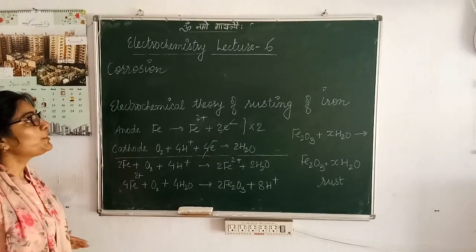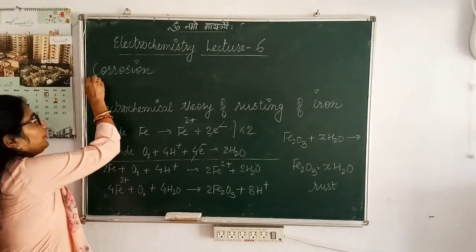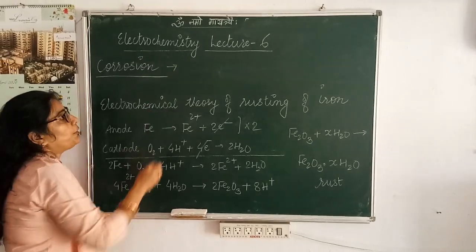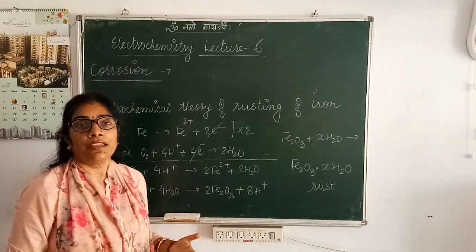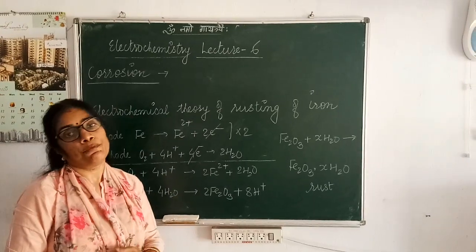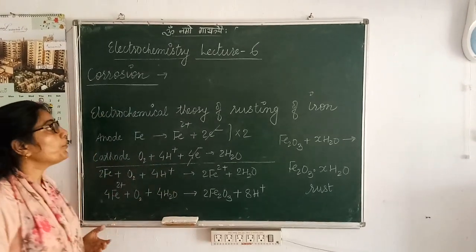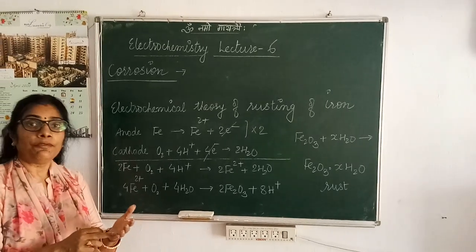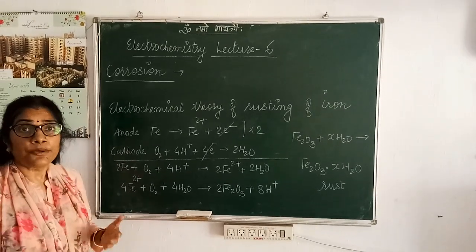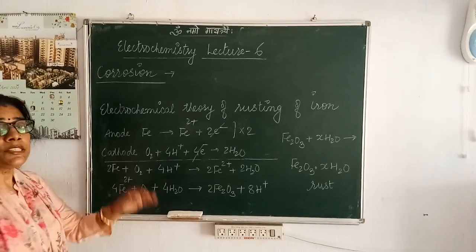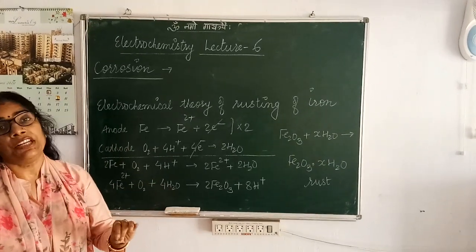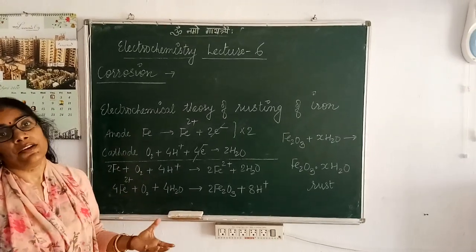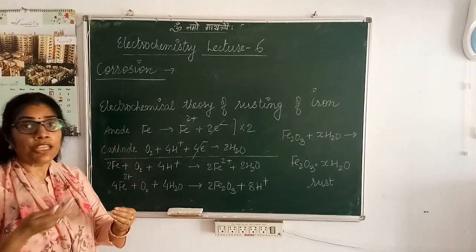Now the last topic of this chapter, corrosion. You have studied about corrosion earlier also. It is the slow destruction of metals when metals are exposed to the atmosphere, due to atmospheric oxygen, water vapor, sulfur, hydrogen sulfide, etc. Except gold and platinum. Even silver, when it is exposed to the atmosphere, gets tarnished. Copper gets a green coating.